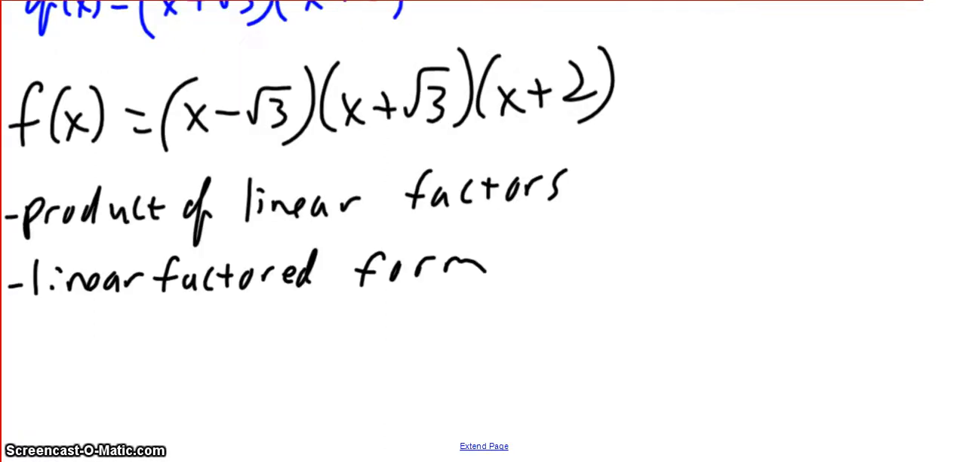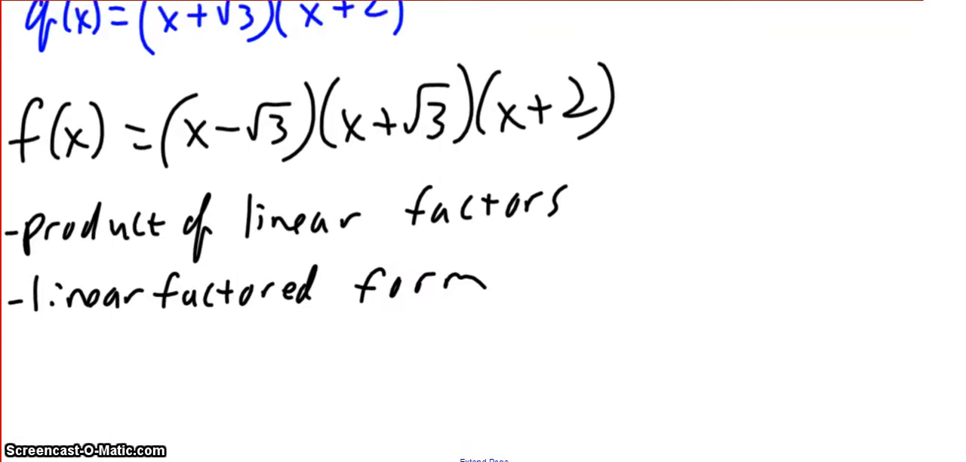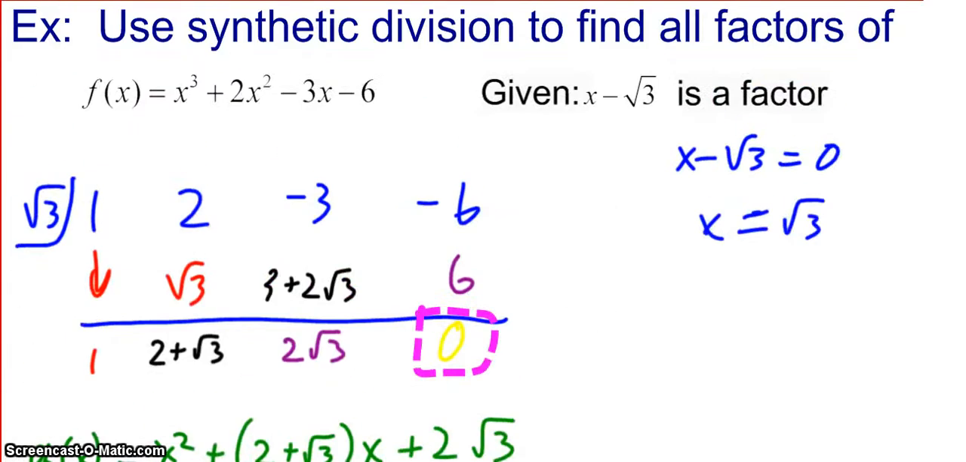Okay, so we should end up with x minus root 3, x plus root 3, and x plus 2 are all of the factors of f of x. Now, this format right here, this is what we call a product of linear factors or linear factored form. Okay, how did I come up with that? Well, I said to use synthetic division. So I took x minus root 3, set it equal to 0, I got x equals root 3, that goes in the corner.